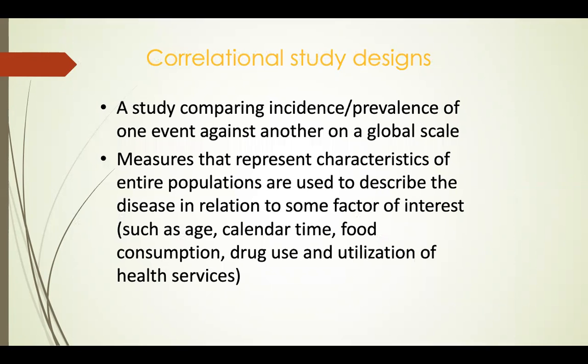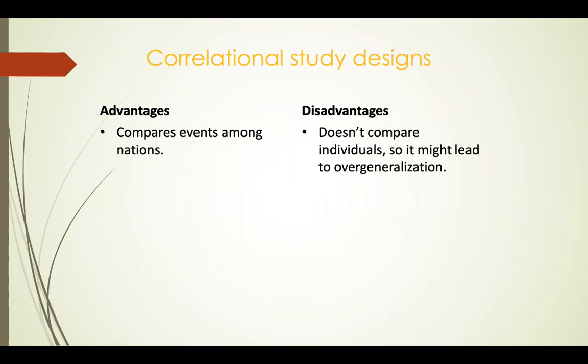Correlational study designs: a study comparing incidence and prevalence of one event against another on a global scale. Measures that represent characteristics of the entire population are used to describe the disease in relation to some factor of interest, such as age, calendar time, food consumption, drug use, and utilization of health services. Advantage: compares events amongst nations. Disadvantage: doesn't compare individuals, so it might lead to overgeneralization.